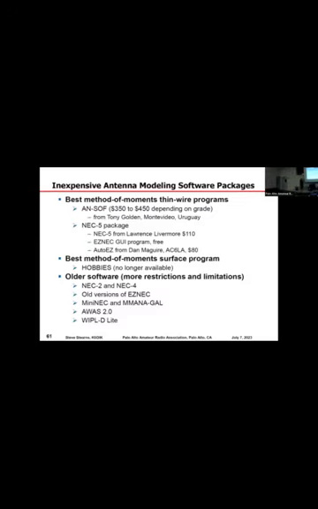So what are the codes that I would recommend today if you were to go out and buy one? ANSOF or NEC 5. If you go with NEC 5, you're going to get a license for NEC 5 from Lawrence Livermore Laboratory, $110. You're going to download the free EasyNEC GUI from the EasyNEC site to run it, because it's much easier to use that GUI than it is to use what comes native with NEC 5.